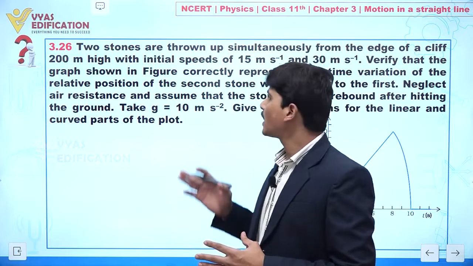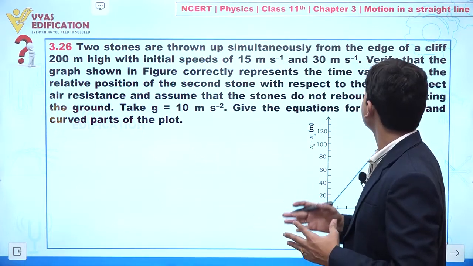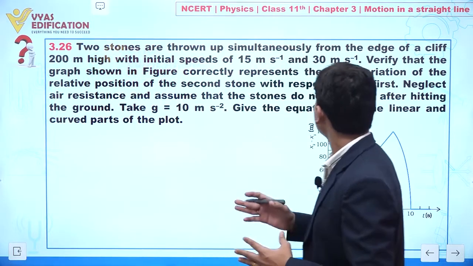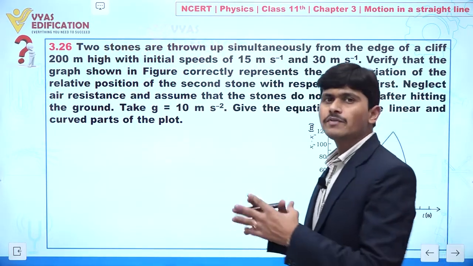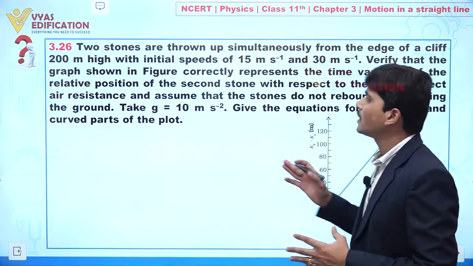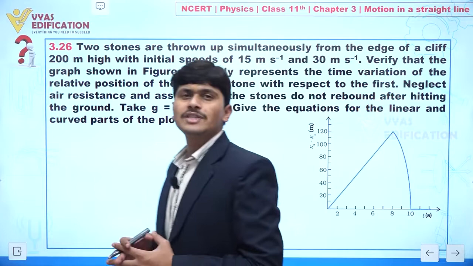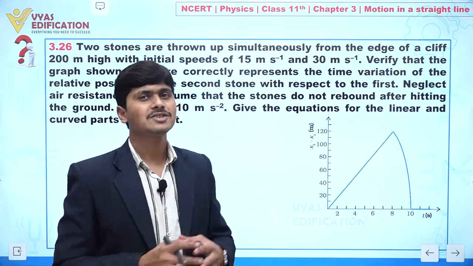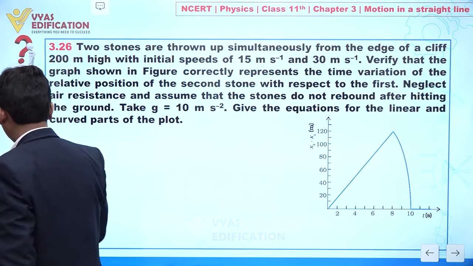Verify that the graph shown in the figure correctly represents the time variation of the relative position of the second stone with respect to the first. We have to neglect air resistance and assume that the stones do not rebound after hitting the ground. So this question is given to you. Now let us try to solve this question. So concentrate on the screen.